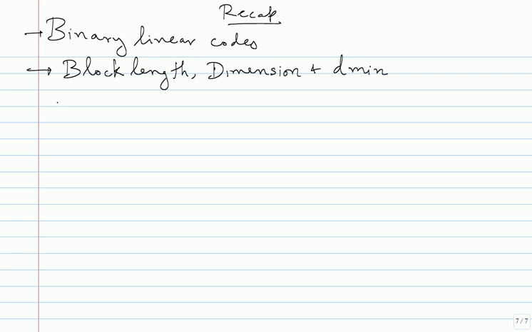What else did you learn? Encoding and decoding. We really didn't concentrate too much on encoding. What did I say for encoding? Simply do m times G is what I said. Suppose you were to take stock and count the number of operations it requires for doing m times G. It might seem like it can get a little bit unwieldy.